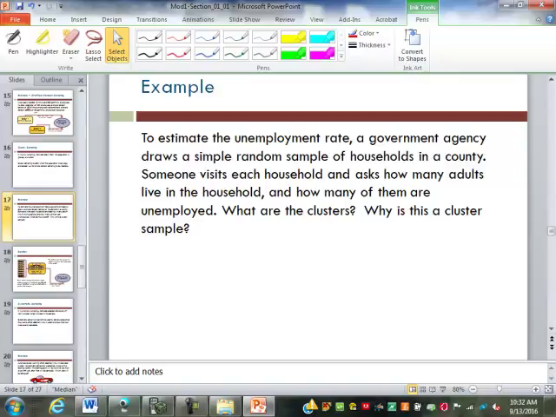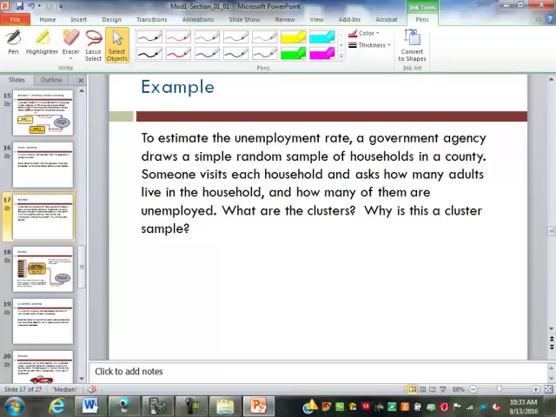Someone visits each household and asks how many adults live in the household and how many of them are employed. Well, here it actually is clustered. It's not simple random because even though you're visiting individual households that were simply randomly selected, there may be more than one adult in each household. So you're not looking for just a single adult.